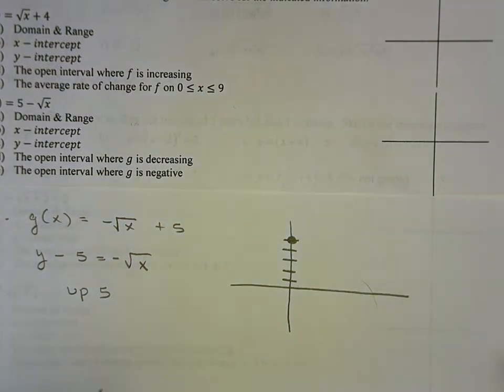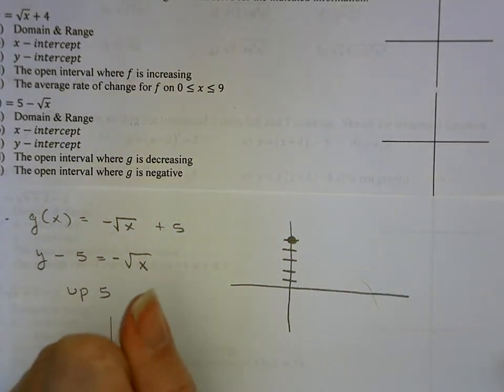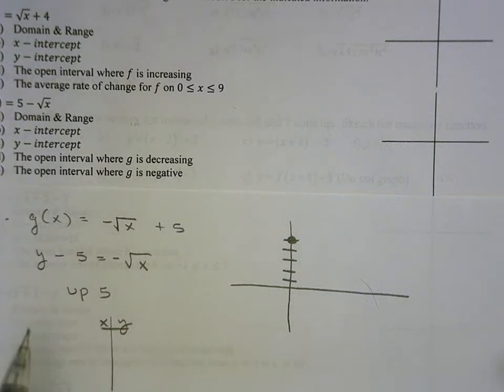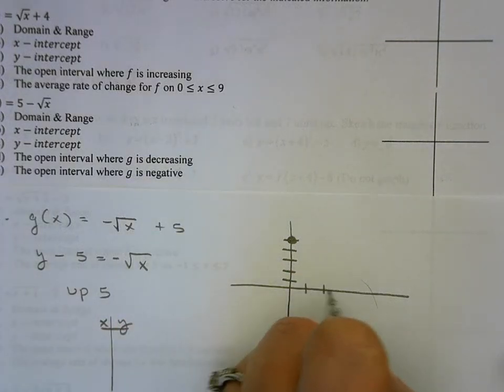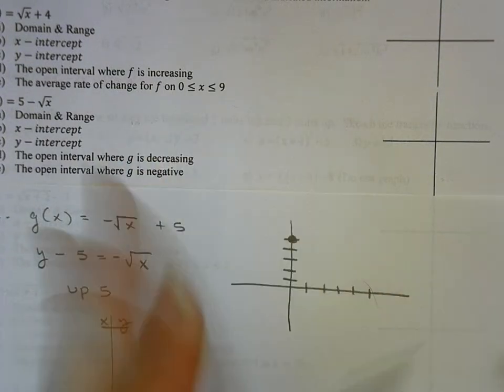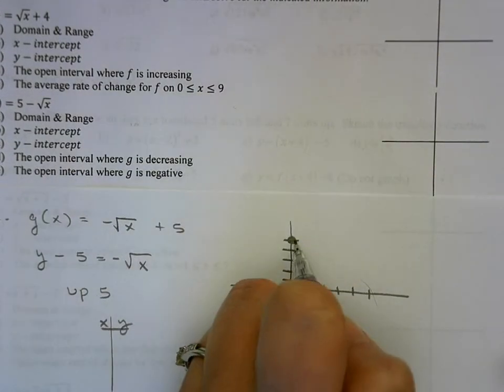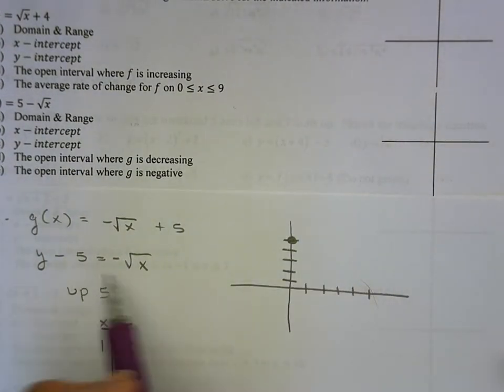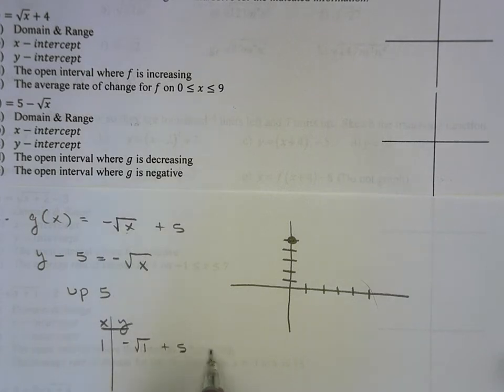And then I want to do a t-table. I always want to plug in one number to the right. So I'm going to plug in to the right of that would be 1. And then I'm going to the original, so negative square root of 1 plus 5. So square root of 1 is 1, so that would be negative 1 plus 5, which is 4.